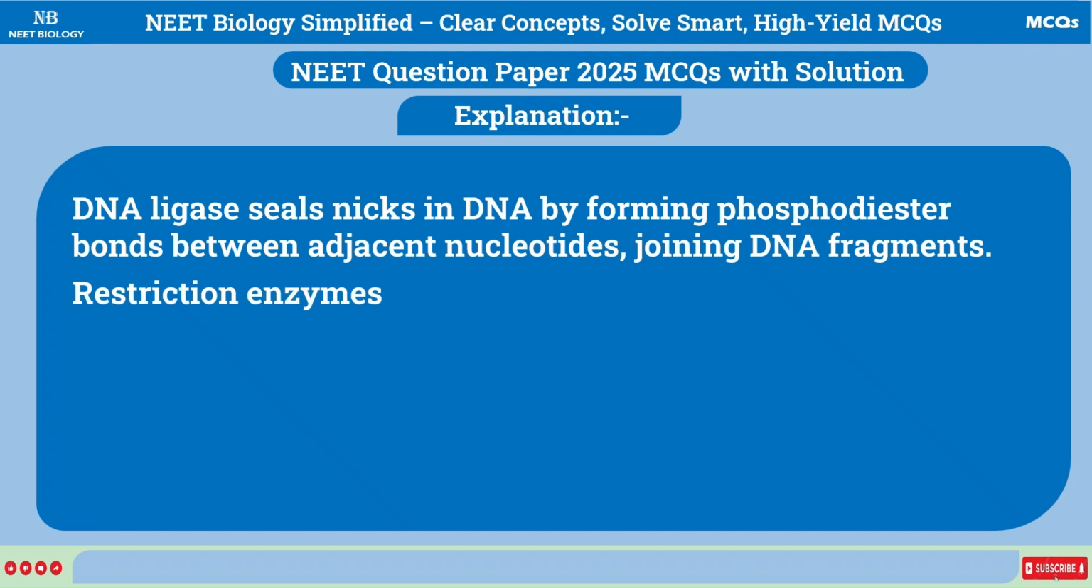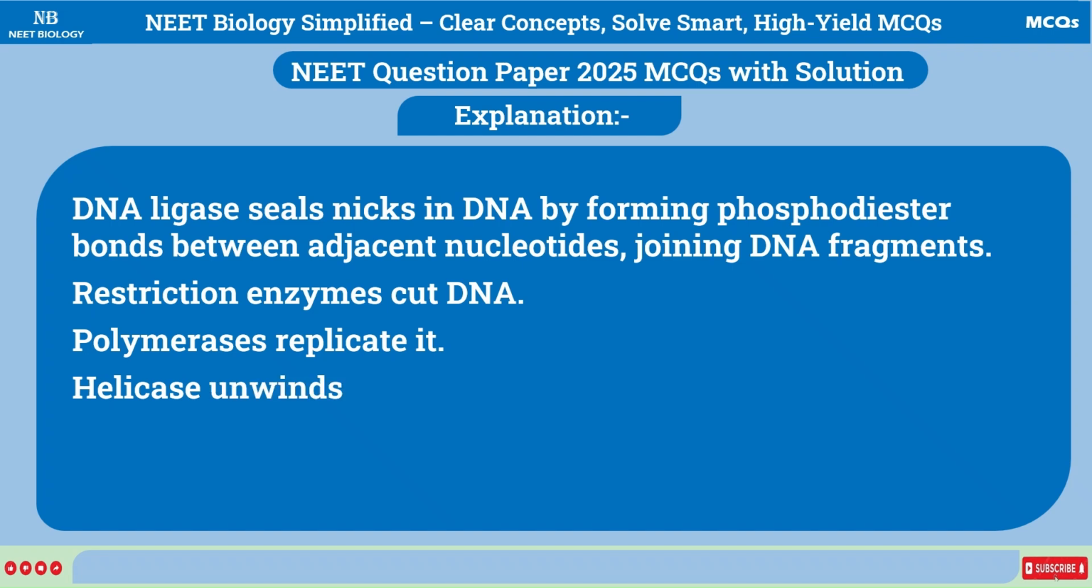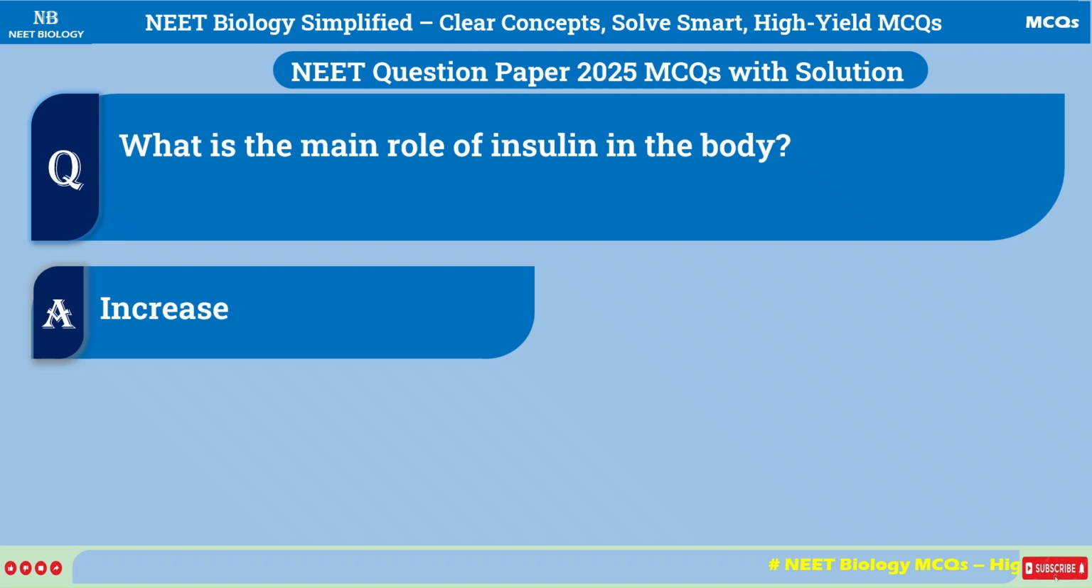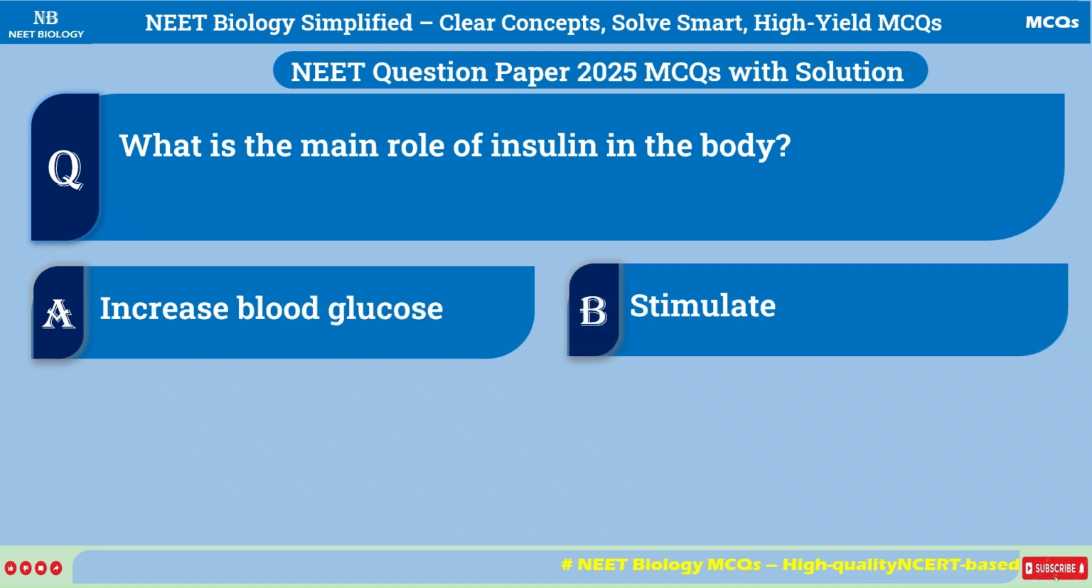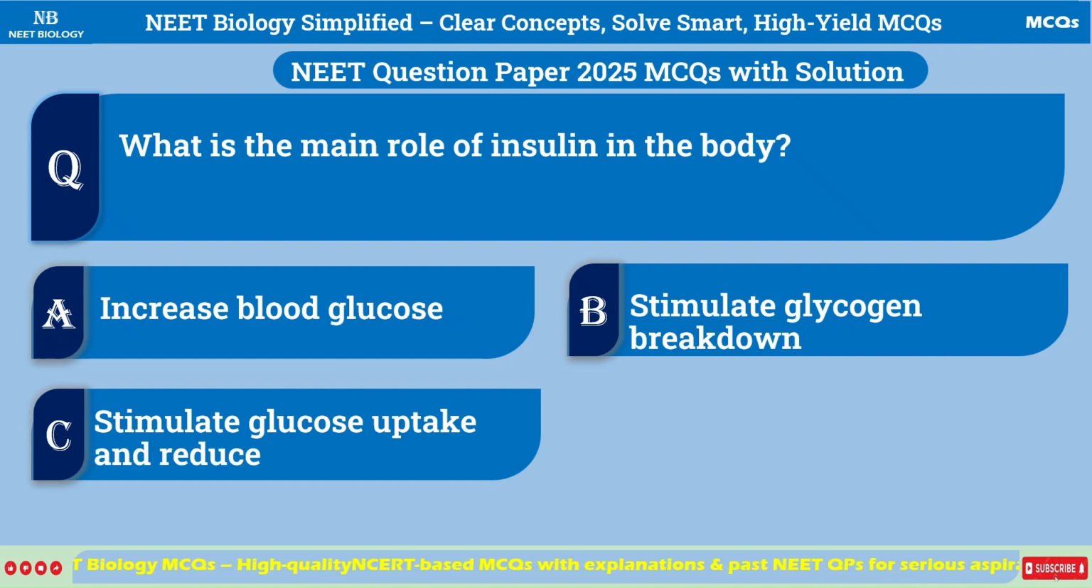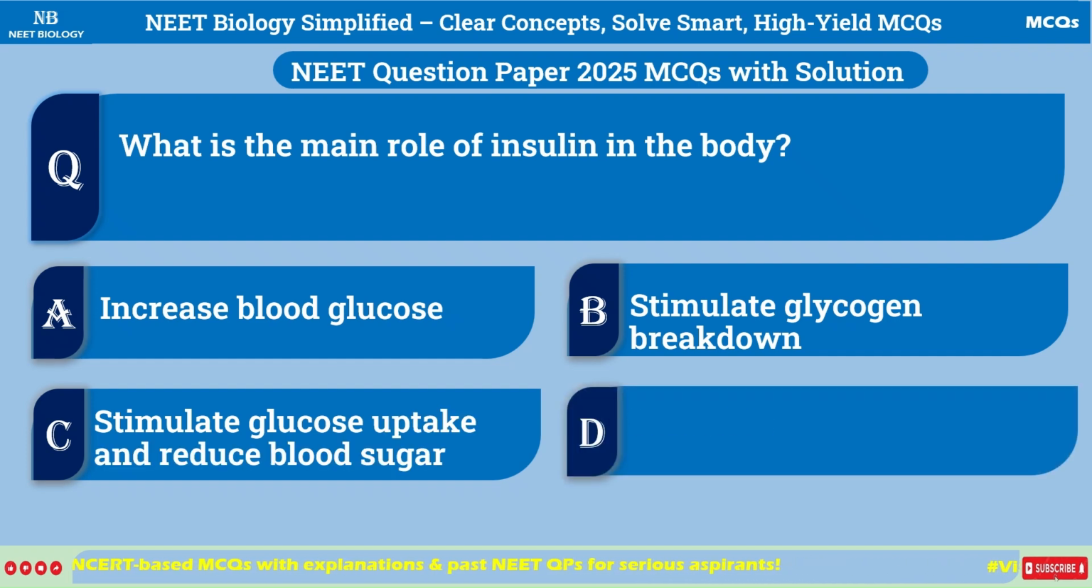Restriction enzymes cut DNA. Polymerase replicates it. Helicase unwinds DNA. What is the main role of insulin in the body? A. Increase blood glucose. B. Stimulate glycogen breakdown. C. Stimulate glucose uptake and reduce blood sugar. D. Stimulate gluconeogenesis.